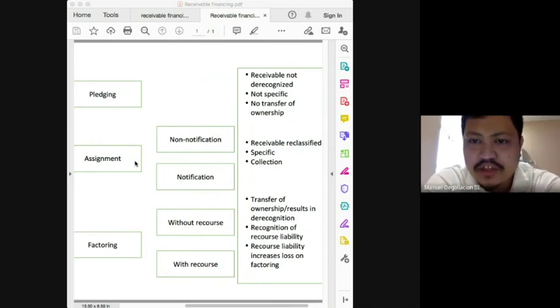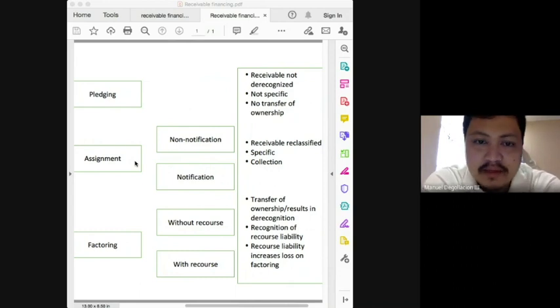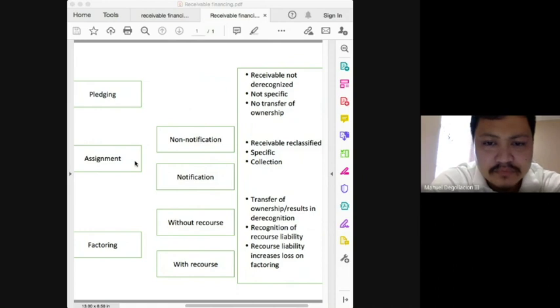On a non-notification basis, the customer is not made aware of the assignment. As far as the customer is concerned, it's as if nothing changed. But between the entity and the fund provider, the moment the customer whose account was assigned makes a payment, the duty of the entity is to forward the payment to the fund provider as a payment of our borrowings.